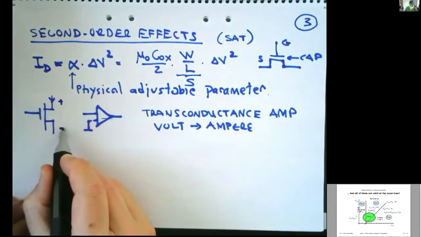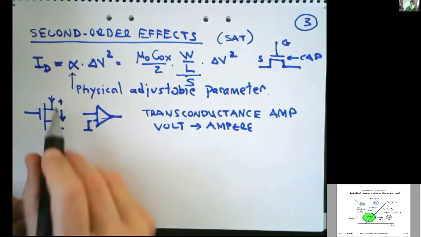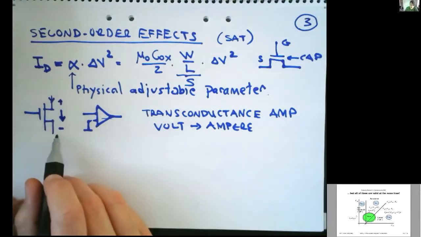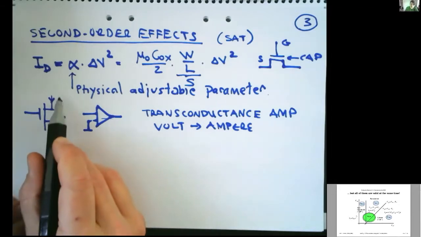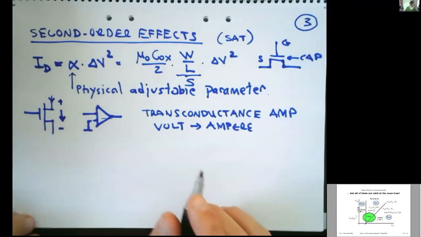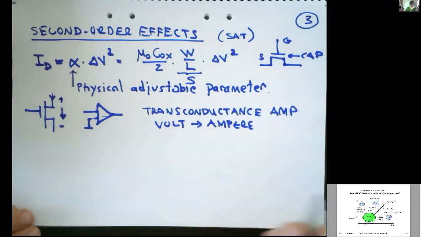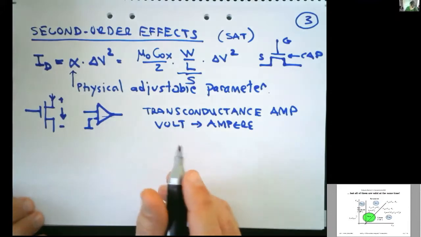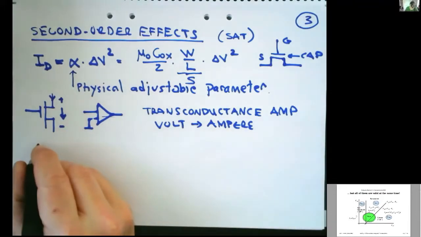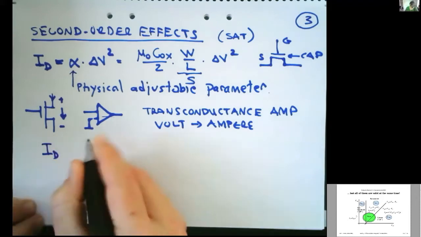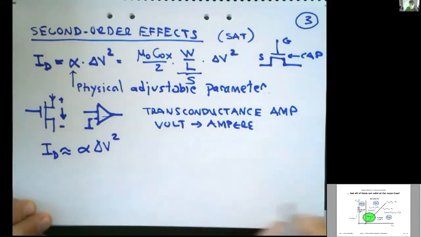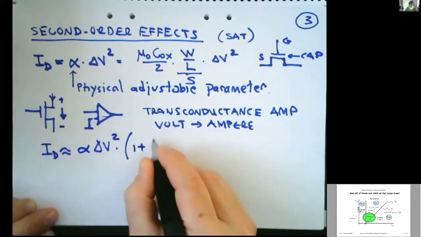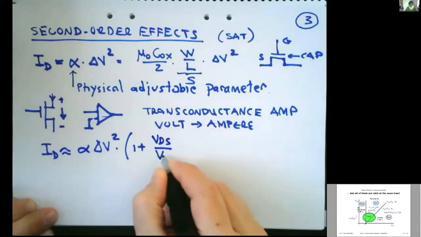If I have a high voltage from VDS, then I get a big electrical field in a sort of wrong direction. Here I have the field that controls the device in this direction. Here I get another field which sort of distorts the electrons or the charge that moves around in the semiconductor. So a more accurate model, which we typically have to use for our calculation, is alpha delta V squared times 1 plus VDS divided by V theta.